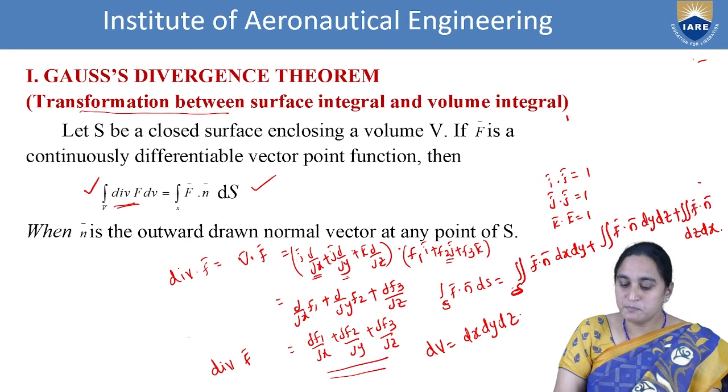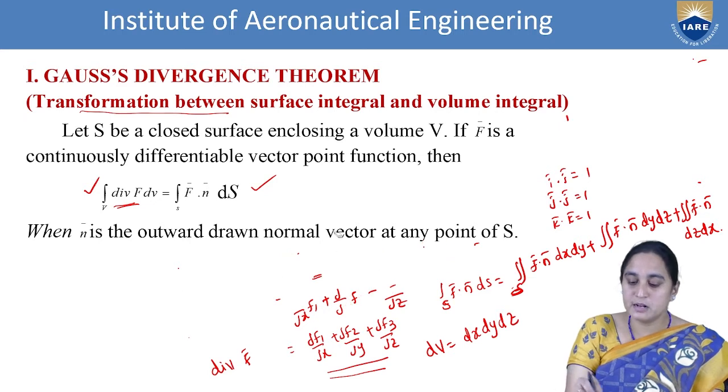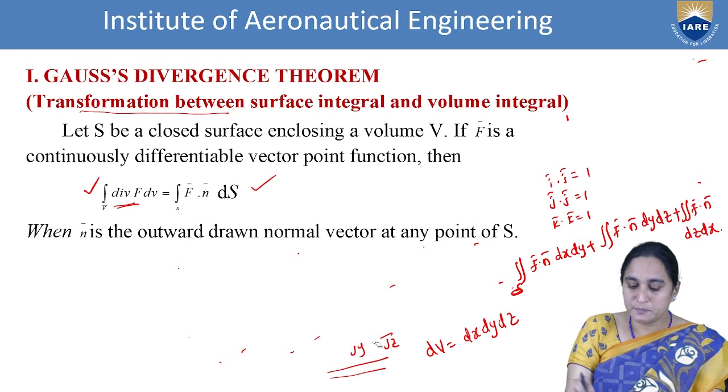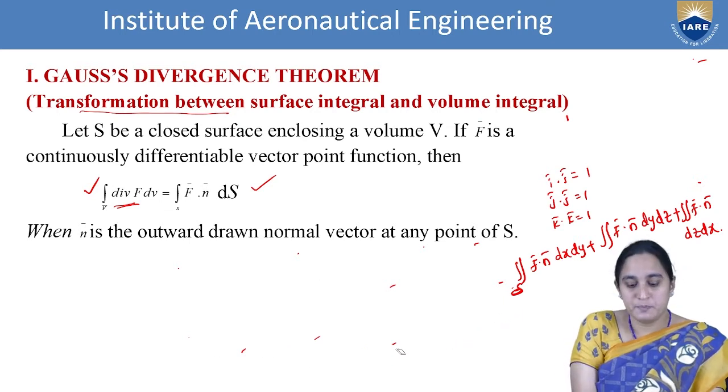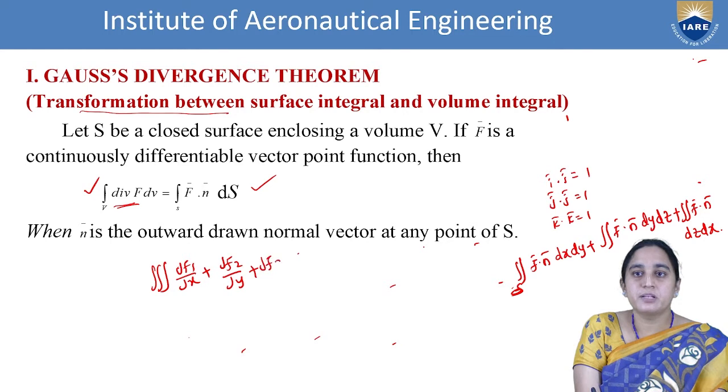Okay, that means simply what we write here is the volume integral, which means a triple integral, of the divergence of f bar, that is dou f1 by dou x plus dou f2 by dou y plus dou f3 by dou z, into dx dy dz.